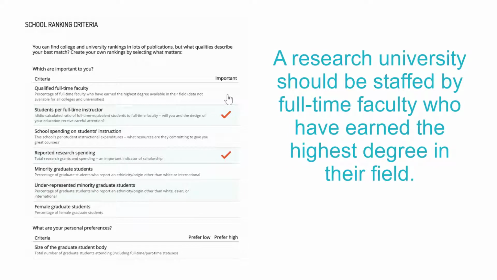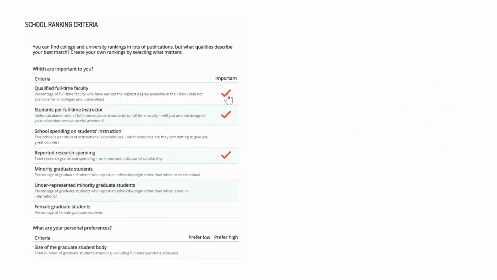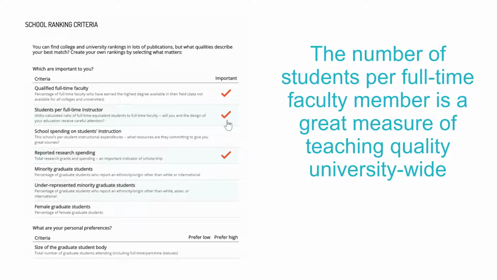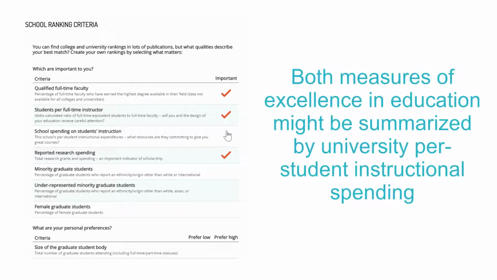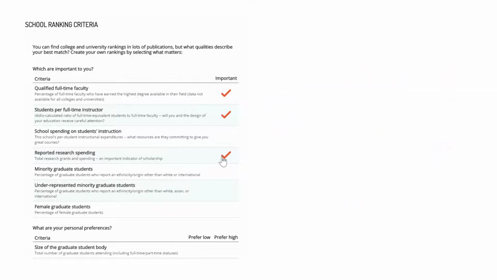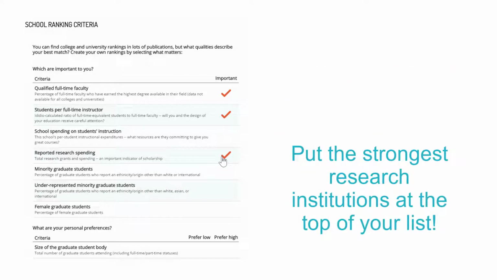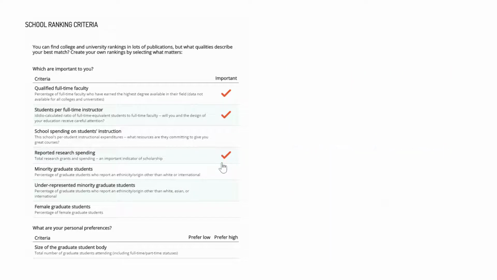You want to be taught and mentored by full-time faculty who have earned the highest degree in their field. A small number of students for each full-time faculty member should correspond to personal attention and up-to-date, well-planned courses. A third measure could combine the first two. If a university spends a relatively high amount towards each student's instruction, it's likely they have a high percentage of qualified faculty and a small student-faculty ratio. High research spending will be present at any top university.